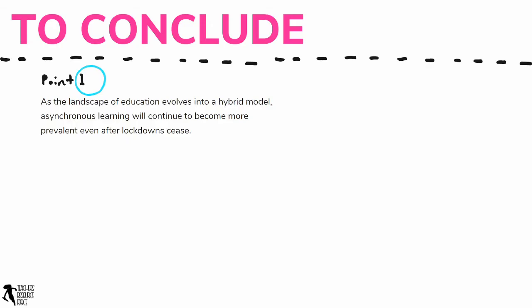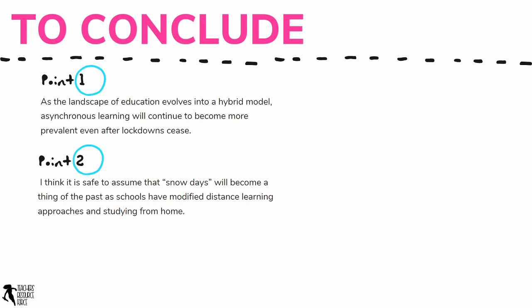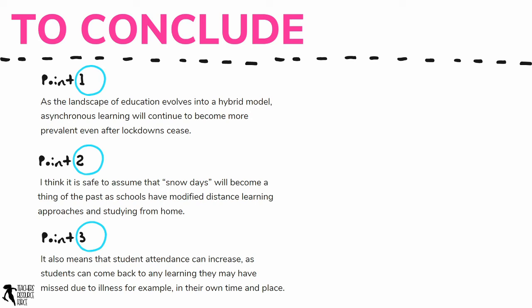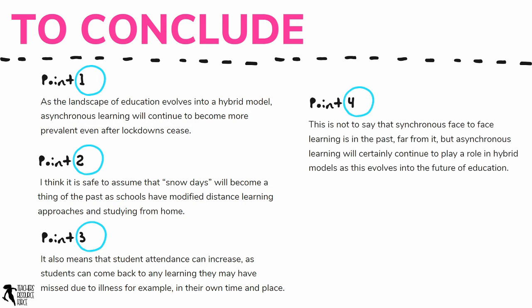So to conclude, the first point to note is as the landscape of education evolves into a hybrid model, asynchronous learning will continue to become more prevalent even after lockdowns cease. I think it's safe to assume that snow days will become a thing of the past because schools have modified distance learning approaches and studying from home to make that more possible. It also means that student attendance can increase as students can come back to any learning that they have missed due to illness, for example, in their own time and at their own pace.